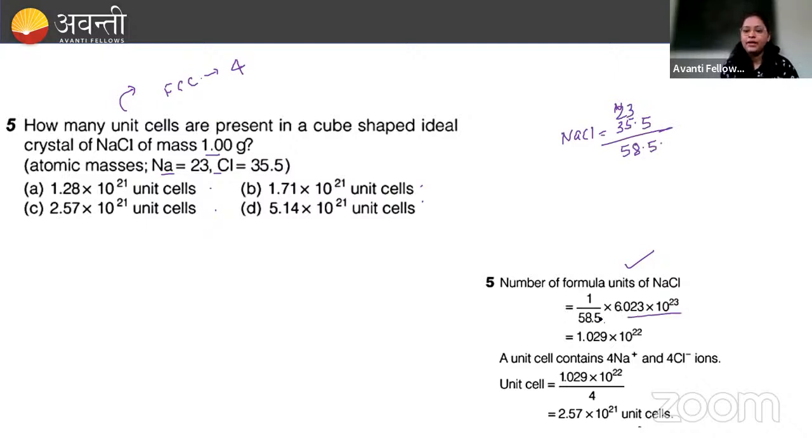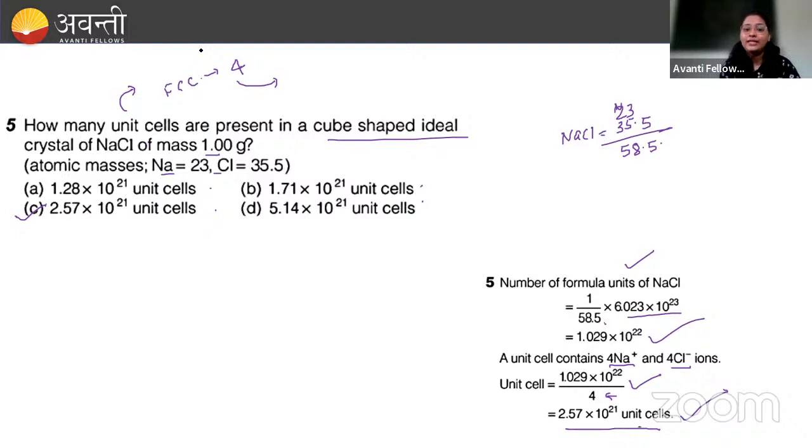So Avogadro's number divided by its molecular weight, we will get the formula units present. As we know, in NaCl, per unit cell, how many atoms are present? 4. 4 atoms are present means 4 Na+ are present and 4 Cl- are present. So we need to divide the formula units by the number of atoms. When we divide it, we get this many unit cells in the cube-shaped ideal crystal of NaCl. So कितने present हैं? 2.57 into 10 raised to 21. That is option C. Right? Any doubts? Very different problem. Okay, different problem था.